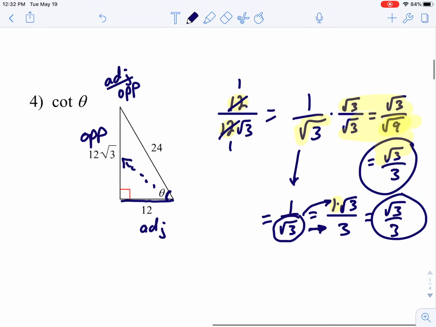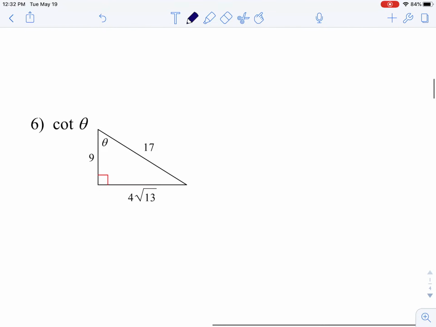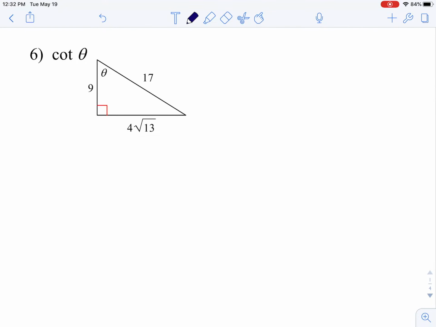I'll probably do this shortcut a couple more times. It's just for your own interest. You don't have to do shortcuts. It's just if it makes sense to you.